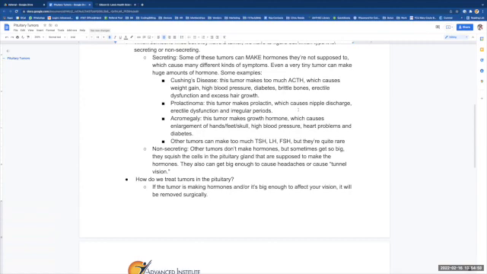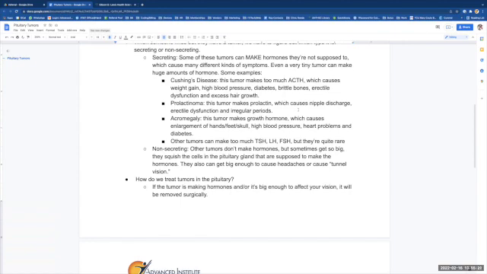A non-secreting tumor is a tumor that makes no hormone at all, but sometimes they get so big, they squish the cells in the pituitary gland that are supposed to be making hormones, and so you don't make enough. They can also get big enough to cause headaches or cause tunnel vision because the tumor will push on the optic nerves.